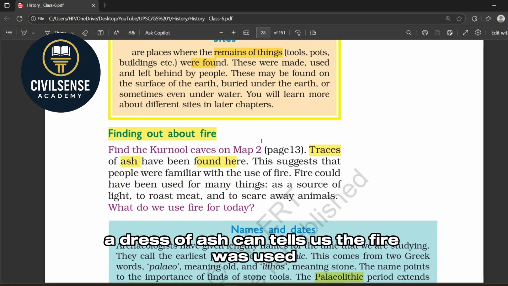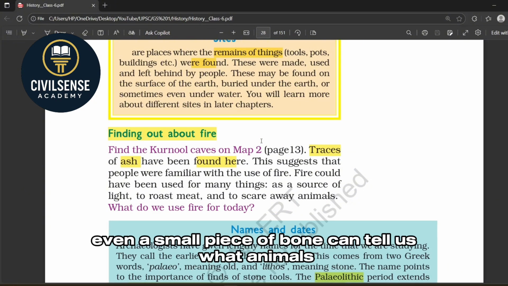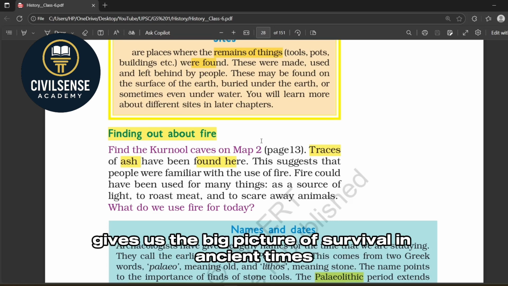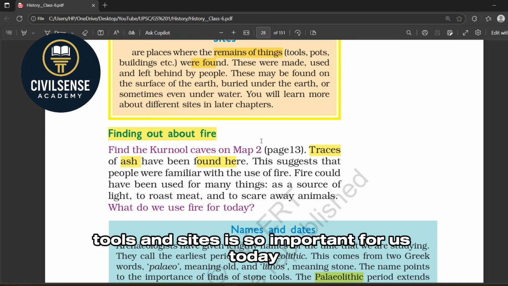For example, a trace of ash can tell us the fire was used. A broken bowl or a stone tool can reveal how food was cooked or stored. Even a small piece of bone can tell us what animals were hunted or eaten. So all these small discoveries together give us the big picture of survival in ancient times. That is why the study of traces, tools, and sites is so important for us today.